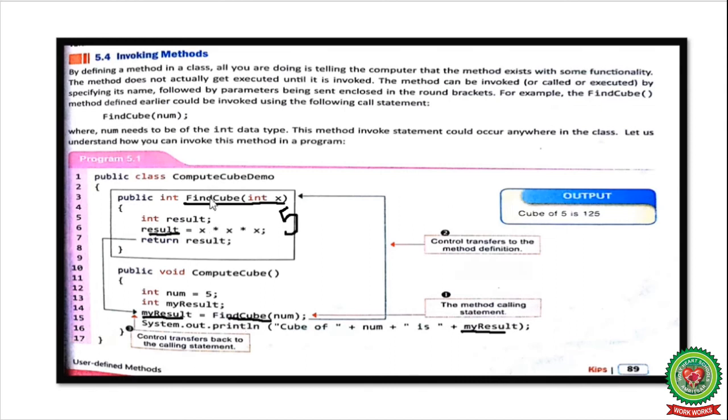Note that the function name or method name must be the same. Number 2, parameters used inside the function must be the same. It means if one parameter is there, here also there should be one parameter having the same type. Here it is int. Num is also declared as int.